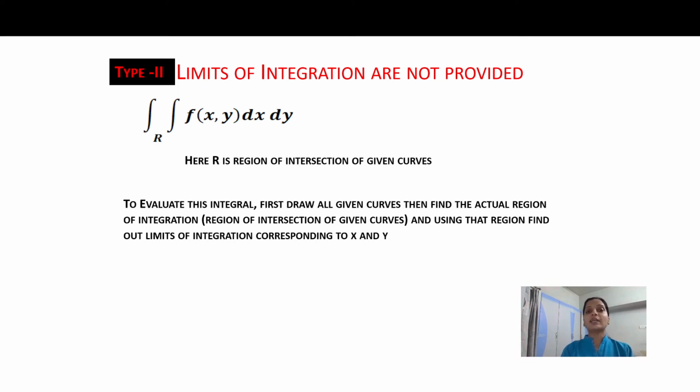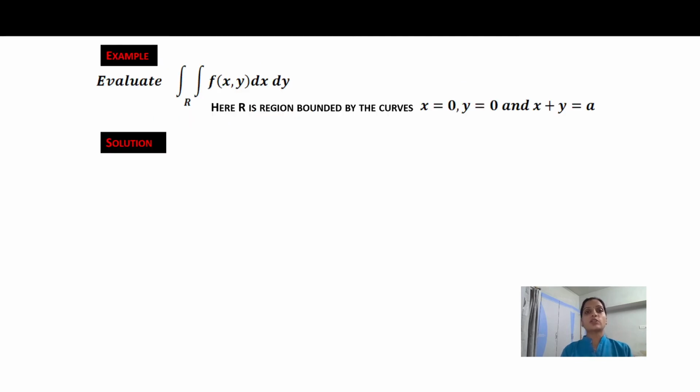So to evaluate the integral, what we did, we first drew all the curves that were given to us and found the region of intersection. Let us see an example where I will just revise in the same example taking the horizontal strip as well as vertical strip. So this is a small example where the integrand is not given.